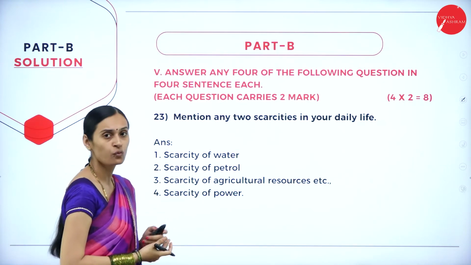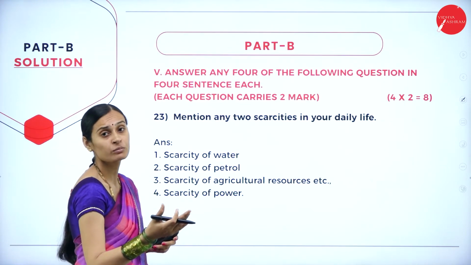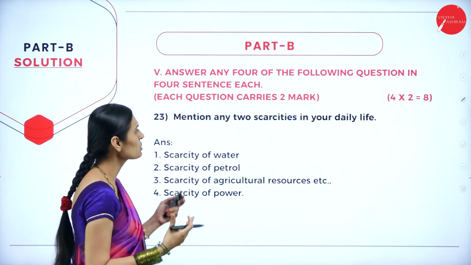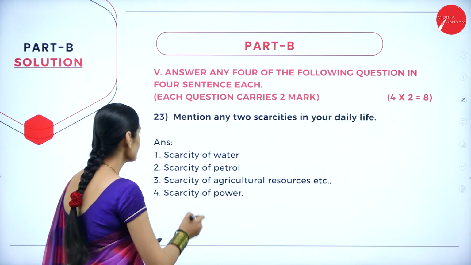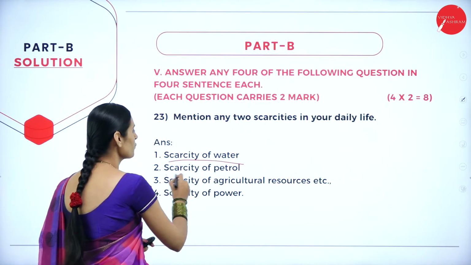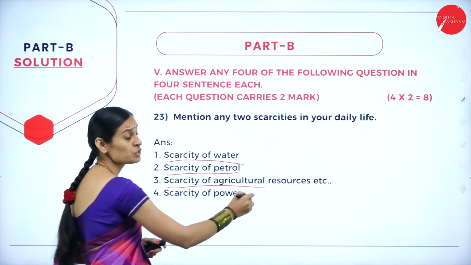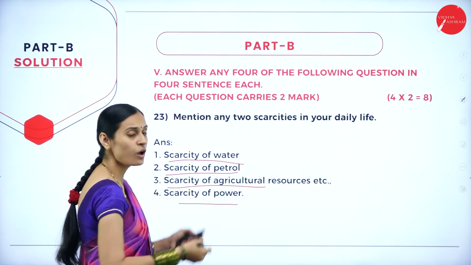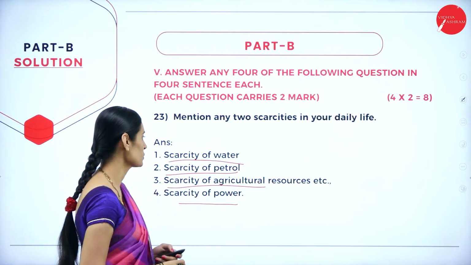The scarcity of water, long queues at the petrol bunk, long queues at the railway station. So these are all different manifestations of scarcity. Scarcity of water, scarcity of petrol, scarcity of agricultural resources, scarcity of power. So these can be the answer for this question.